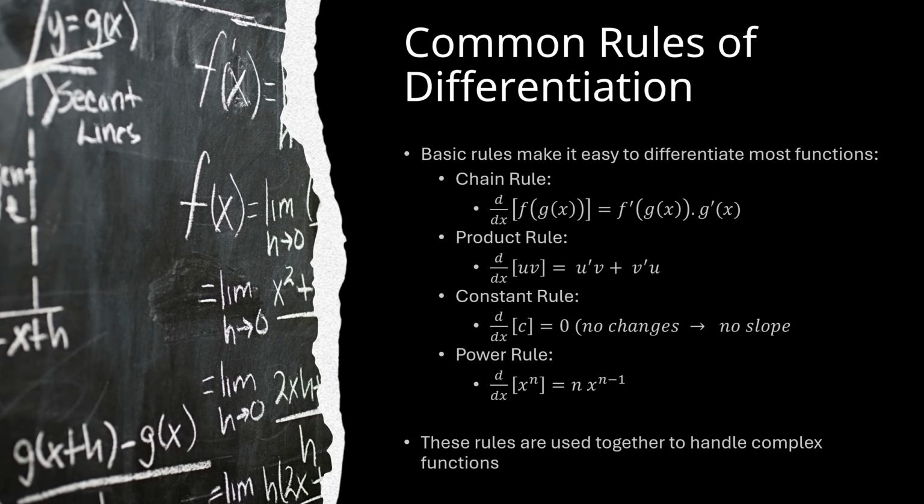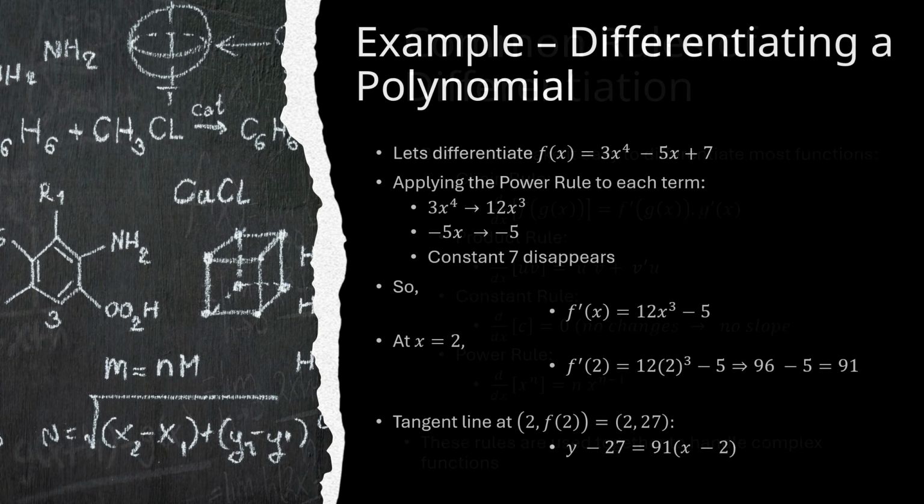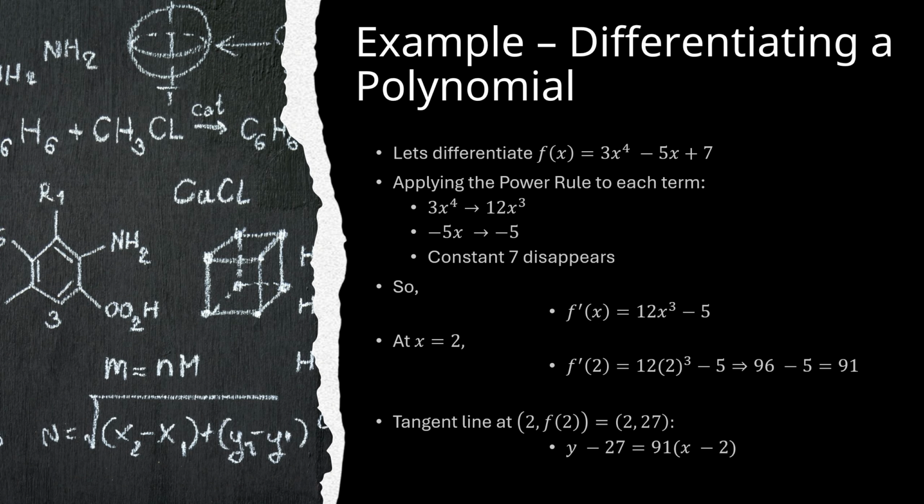There are some common rules of differentiation. Here we have four rules: chain rule, product rule, constant rule, and power rule, and these rules are used together to handle complex functions. Let us look at an example of how we differentiate a polynomial.